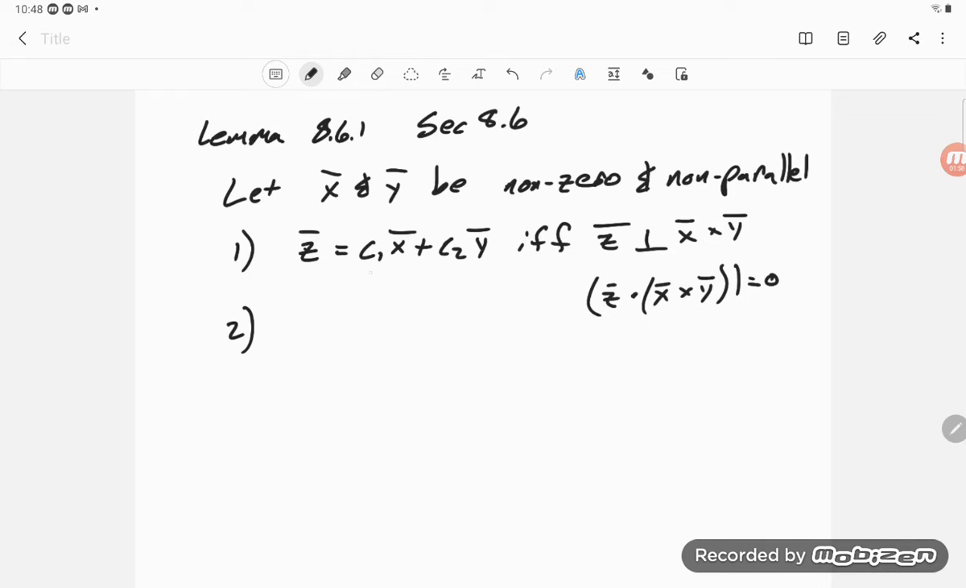It says z is perpendicular to x cross y if and only if z is parallel to, oh, not x cross y. Gosh, I thought, that's odd. Didn't we just do that? Okay. So, yes. z is perpendicular to x and y if and only if z is parallel to x cross y.